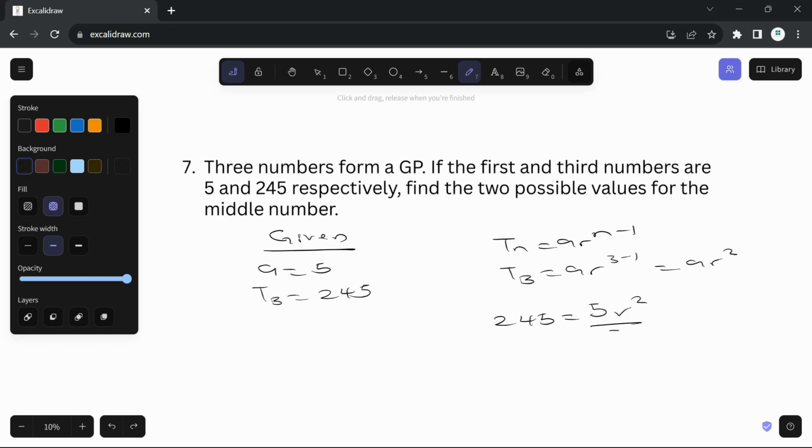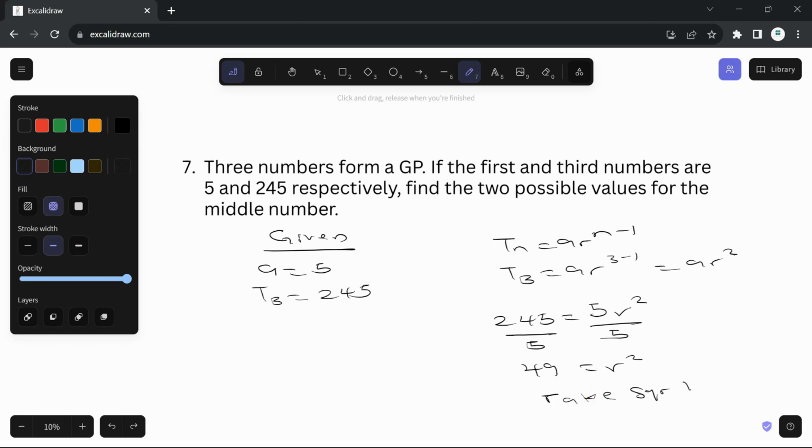If I divide both sides by 5, this will give me 49, so 49 is equal to R squared. What can I multiply that will give me 49? I can multiply 7 times 7, and that will give me 49, and I can also multiply minus 7 times minus 7, which will also give me 49. So when we are taking square roots, we know that there are always two possibilities.